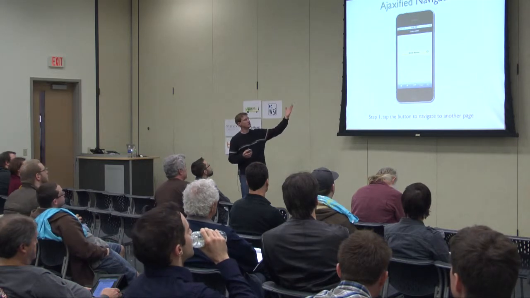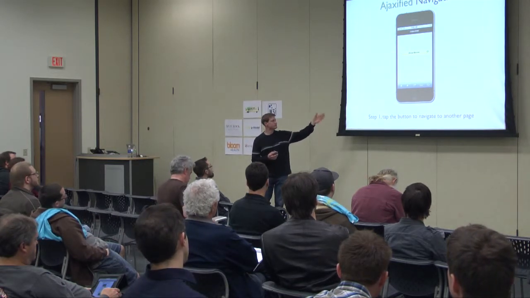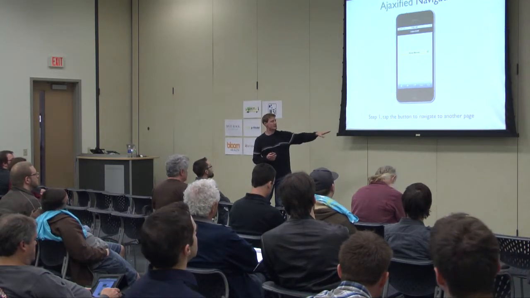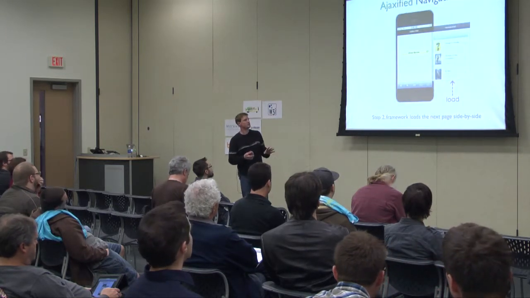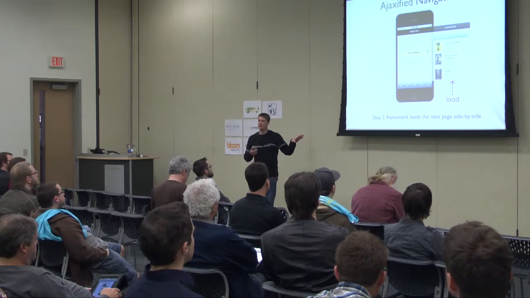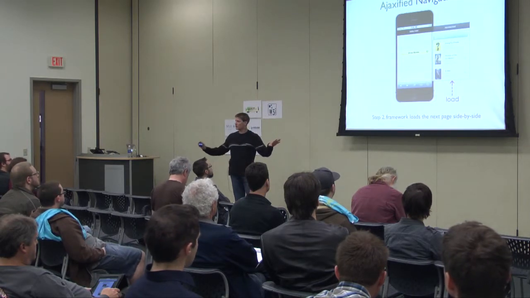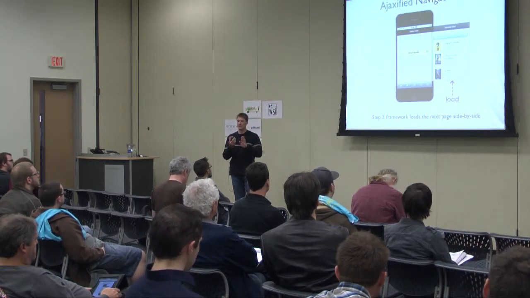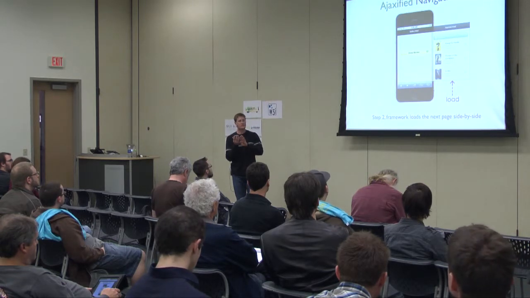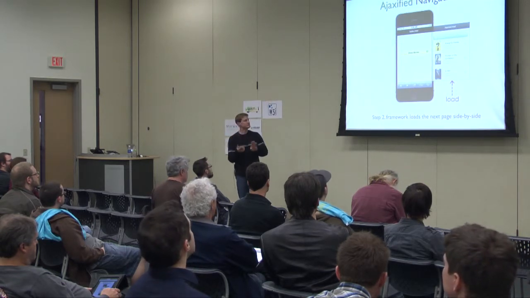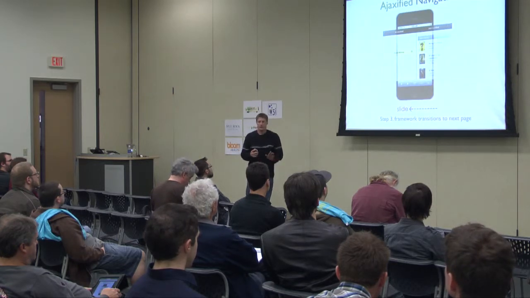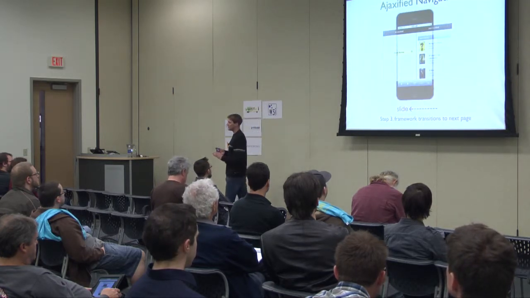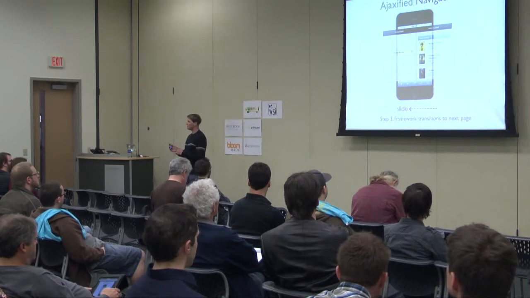So here we have one page with a link on it. Step one, you tap the button to navigate to that page. What jQuery Mobile will do is it'll initiate that Ajax request. It'll go to the server, load that page, append it to the DOM side by side, and enhance it. The next thing it will do after it enhances that page is it'll initiate the transition.